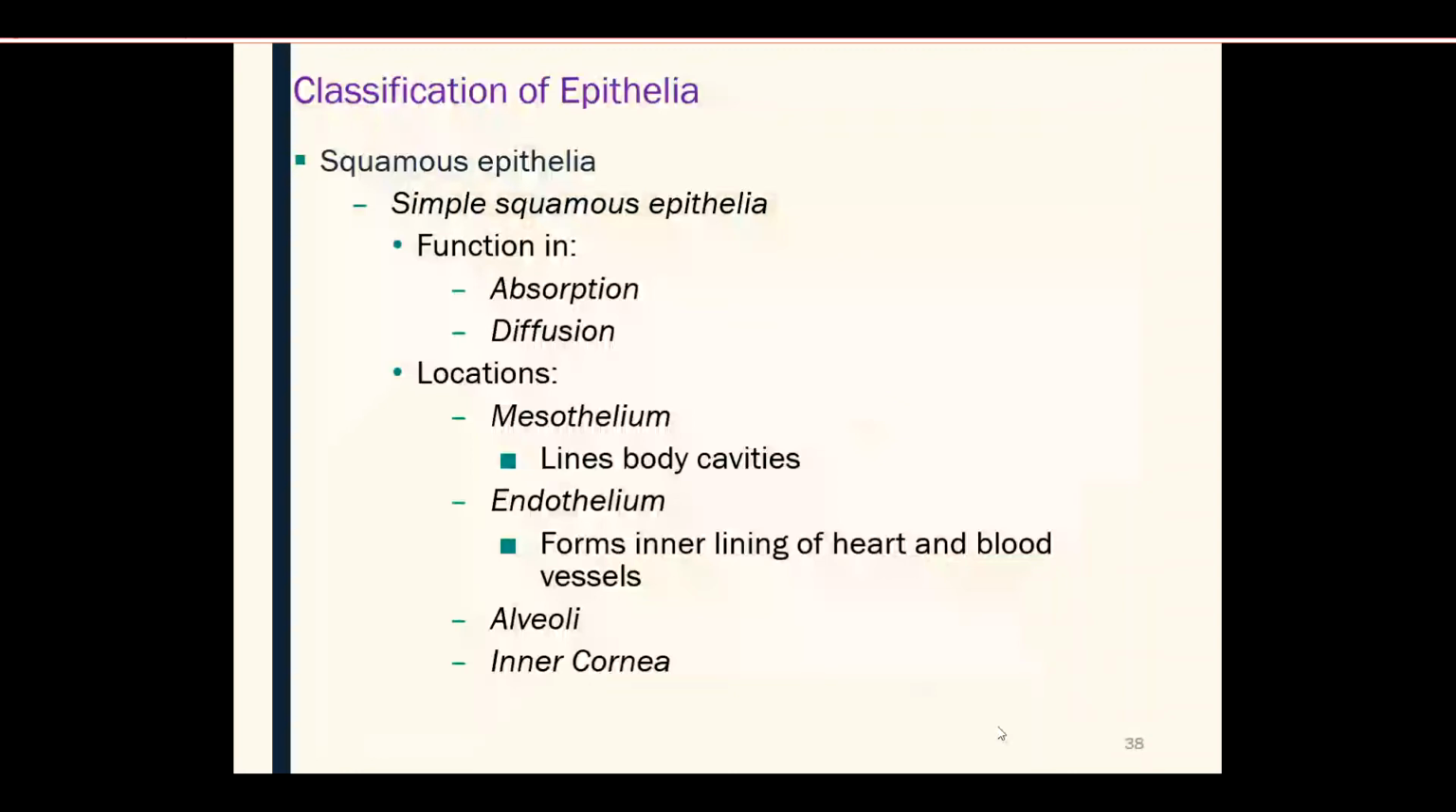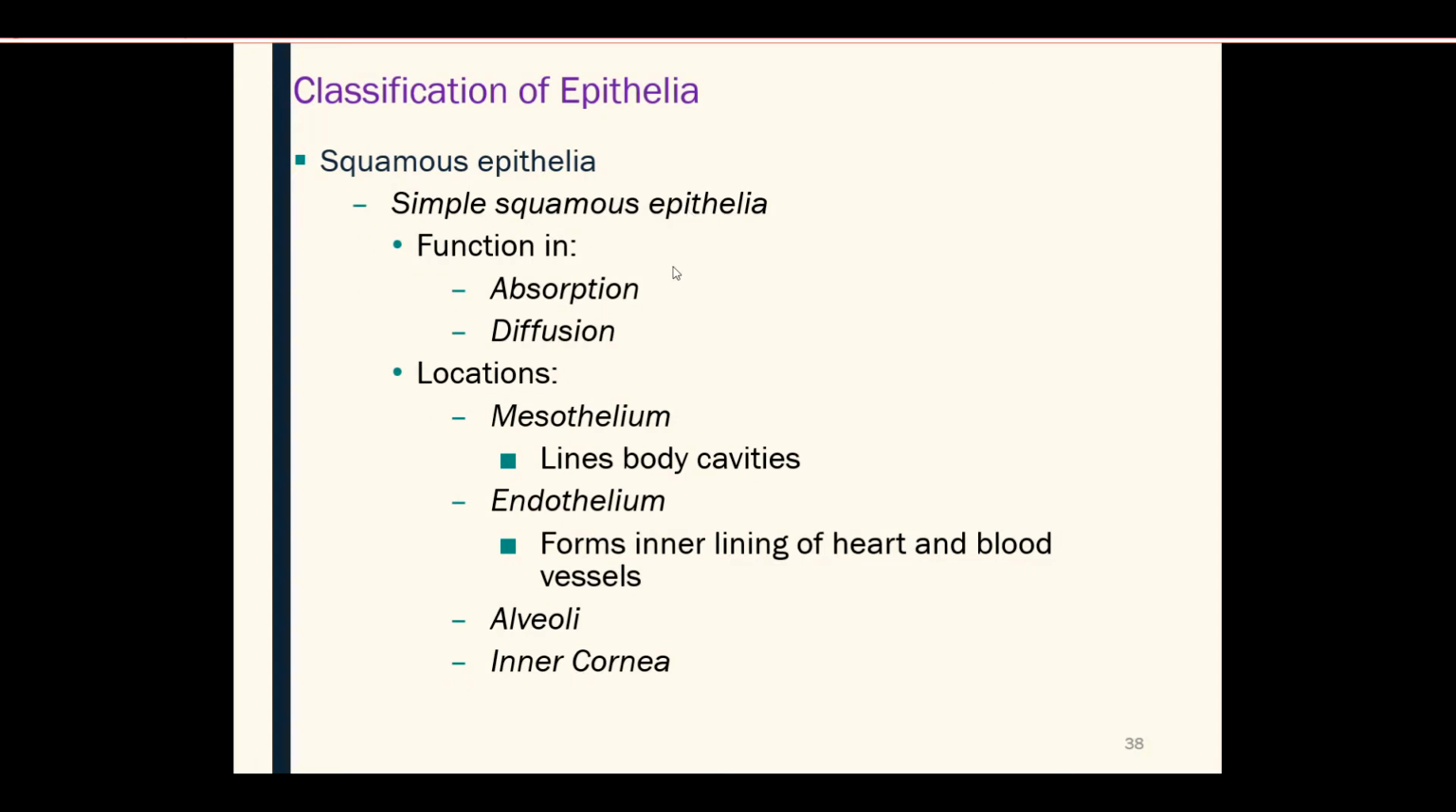So now that we have that basic information, let's take a look at some of the different epithelia that we had on that previous table. Let's start by looking at the simple epithelia first. Let's start with the simple squamous epithelium.